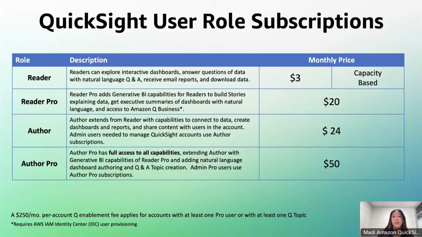And then another change is we used to have a $250 per month per account Q enablement fee for each region. So say that you had a QuickSight account spanning 3 regions, you would pay the $250 per month for those 3 regions. And now with the same QuickSight account, you would only pay that once.